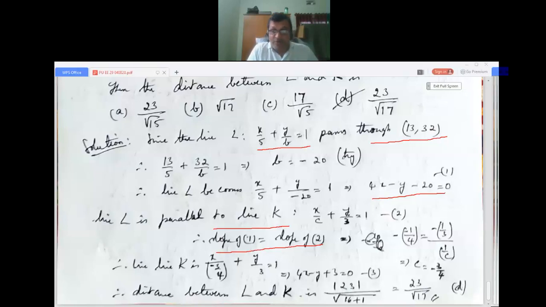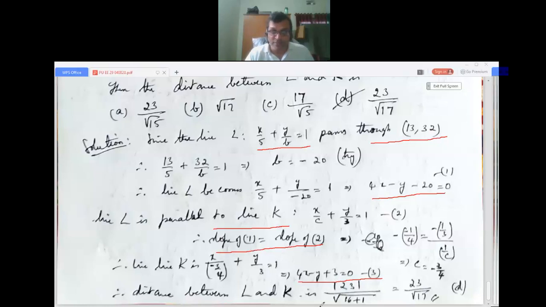So what happens here? Slope of 1 is minus b by a, which is minus of minus 1 by 4, equals minus b by a for the second line, where b is the coefficient of y, 1 by 3, and a is the coefficient of x, 1 by c. Simplifying this, I will get the c value. The c value that I get is minus 3 by 4. Try it, it's very simple. So the line K will be x by minus 3 by 4 plus y by 3 equals 1. Simplify it and write it in the form ax plus by plus c equals 0. We get 4x minus y plus 3 equals 0, and then find the distance between them.